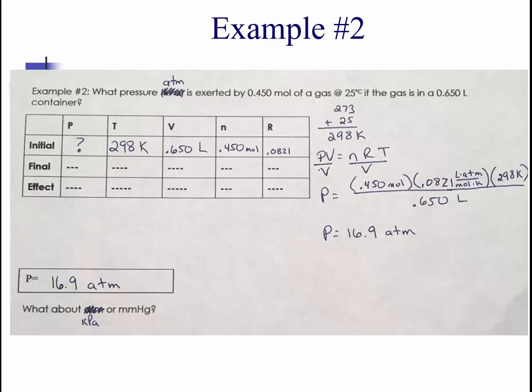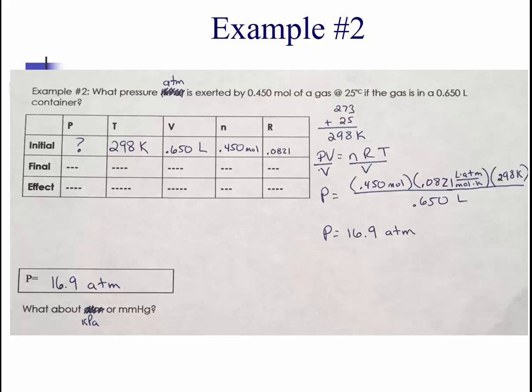So we have PV equals nRT. You're going to end up dividing by V to get P by itself. So you get 0.450 moles times 0.0821 liters atmospheres over moles Kelvin times the 298 K divided by 0.650 liters. When you calculate that, you should get 16.9 atmospheres.